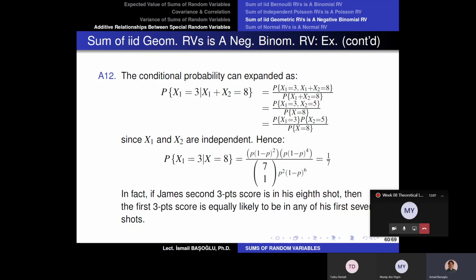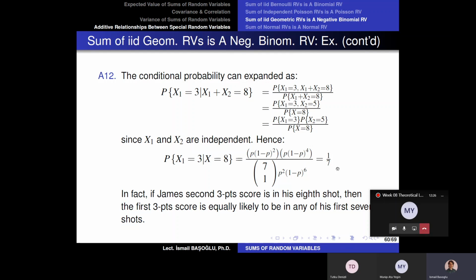It is 1 over 7, which means if James has scored his second 3-point shot in the 8th trial, because all earlier trials are independent from each other, that first score can be any one of the first 7 trials.